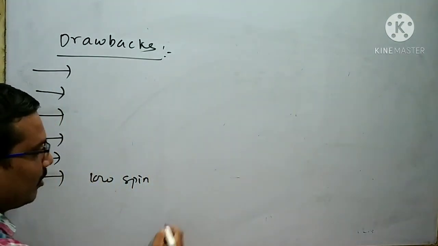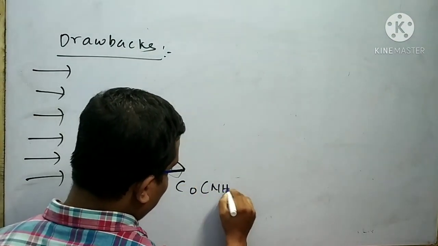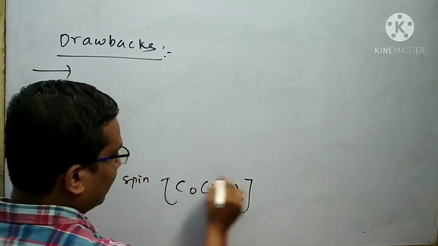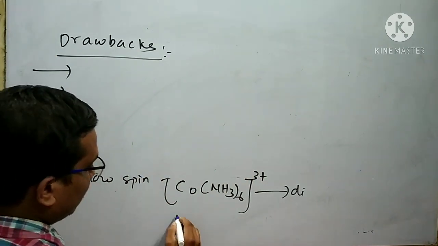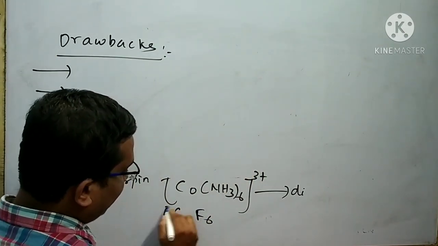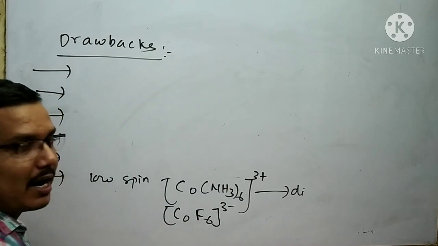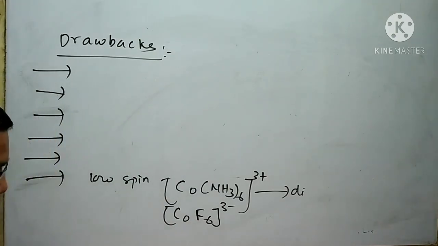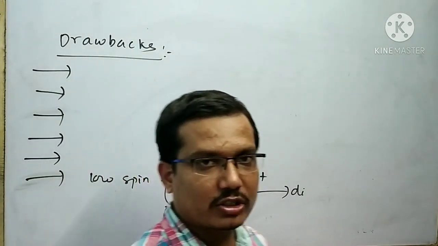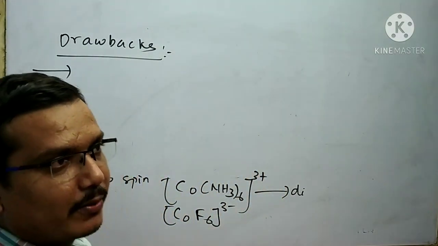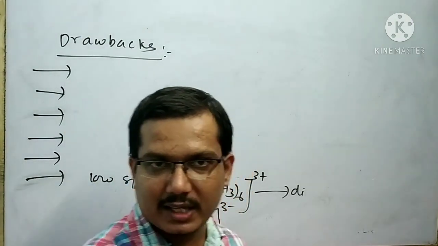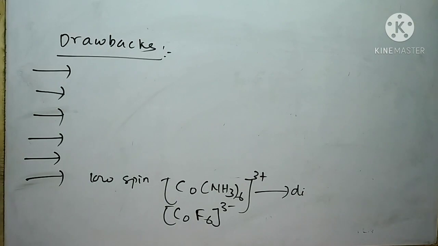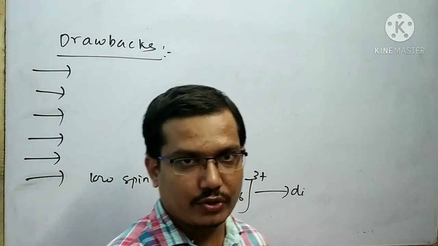Take an example, [Co(NH3)6]3+. It is diamagnetic in nature, but [CoF6]3- is paramagnetic in nature. Next point is the exact prediction of the structure of a four coordinate complex, whether it is tetrahedral or square planar, cannot be explained by this theory. These are the drawbacks of Valence bond theory.